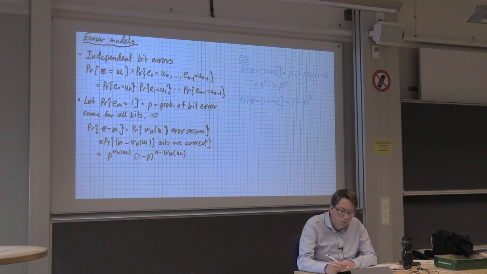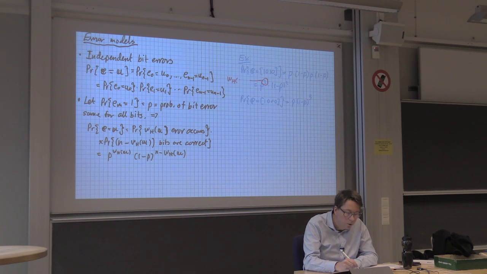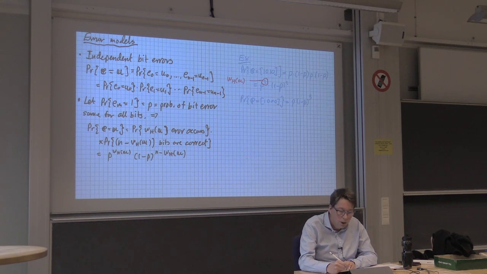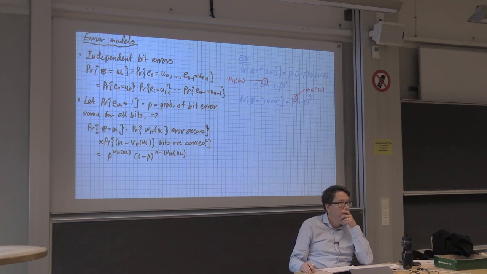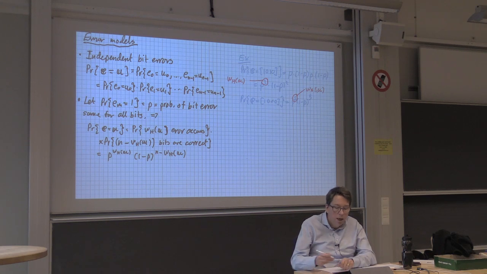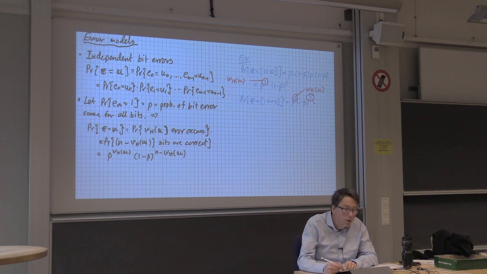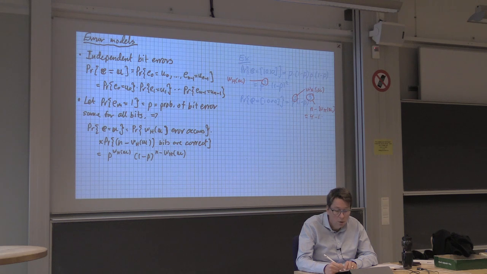Okay. Now, if we look at the factor in the first example here, the factor 2 here is equal to the Hamming weight of u. Right? So here, if we want to be explicit, we have p to the Hamming weight of u in this case. And the factor 3 in this example is because it's n minus the Hamming weight of u. n is equal to 4 in this case. We have 4 bits. And we had 1 error. So this is 4 minus 1 is 3.